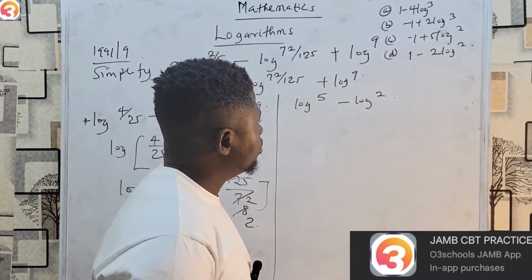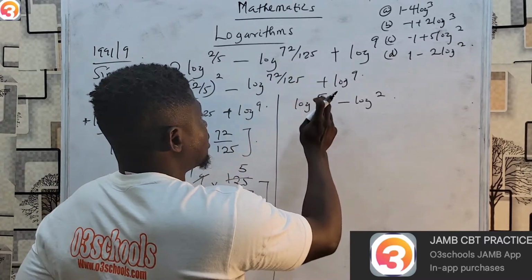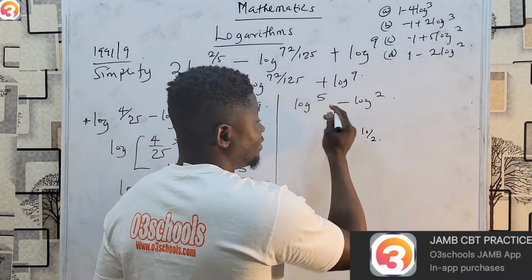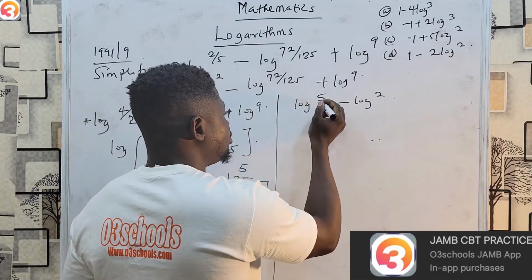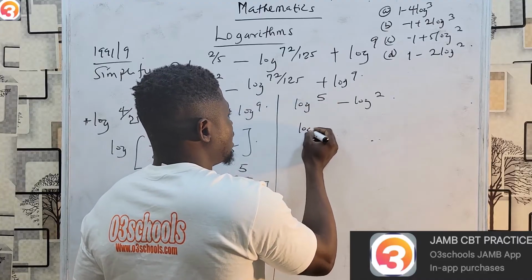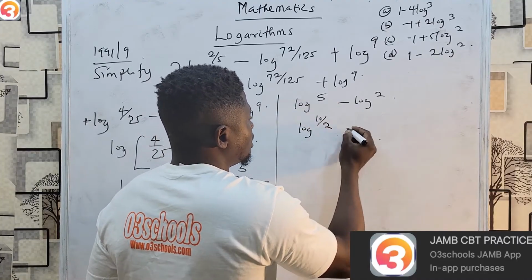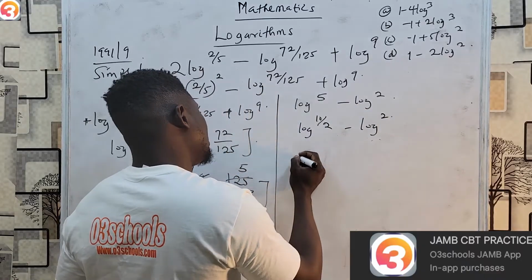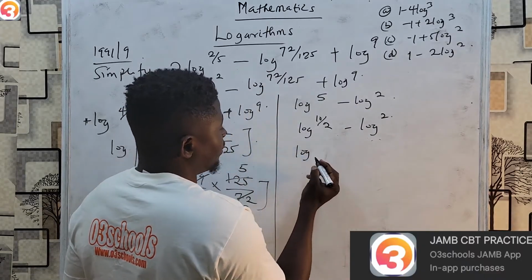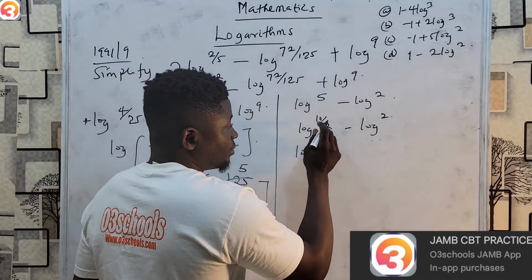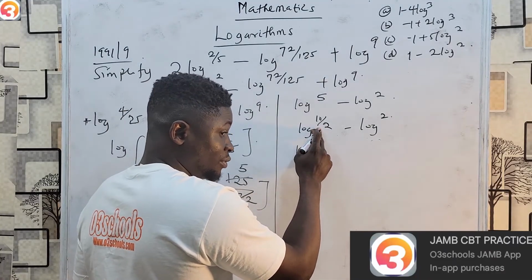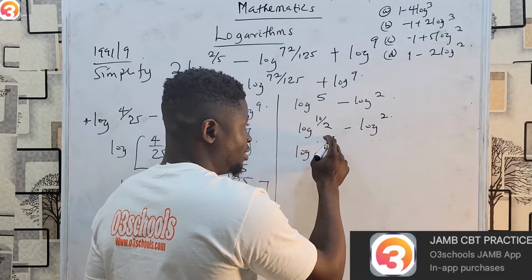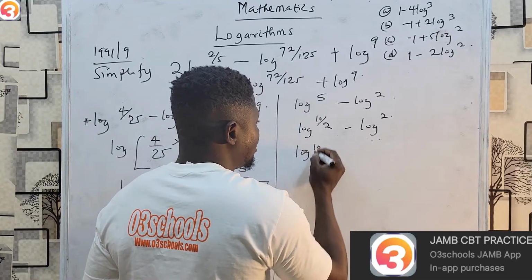Or to further simplify this, we will get an answer. So now what can we do? We know that 5 is the same as 10 over 2. So now let's impute 10 over 2 in place of 5. So I have logarithm of 10 over 2, then minus logarithm of 2. So I'm going to have logarithm of 10. Because from our rule, if there's division, we have to subtract and separate the logarithm.